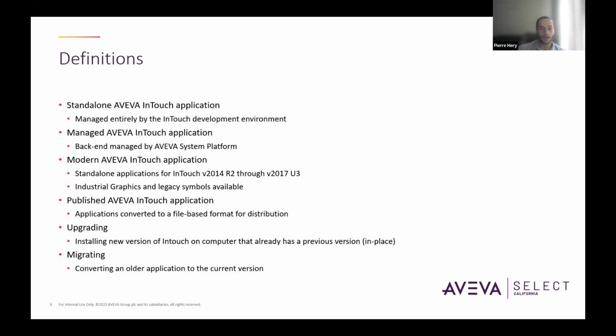We also have modern InTouch applications. These are a subset of standalone application types. They were available back in the day between InTouch versions, I believe, 2014 R2 to version 2017 U3. They're a little different from the standalone applications because that's when we started supporting vector-based industrial graphics, which I'll talk about later, as well as .NET client controls, as well as the legacy symbols of Orchestra graphics. And I'll explain what those are later.